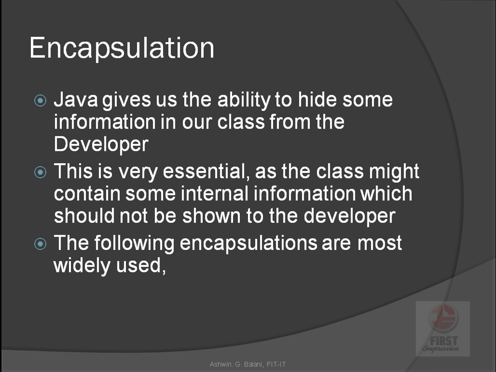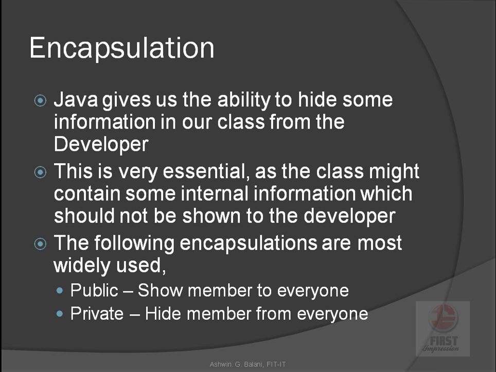Now, the following access modifiers are most widely used. The first is called public, which means you can show this thing to anyone. For example, in our previous slides we had public String name. So name was a public variable that can be accessed anywhere. Second is called private. Private indicates this variable is for your class only and should not be exposed outside. So whenever you define something as private, it will remain inside the class only and no one will be able to access it outside.